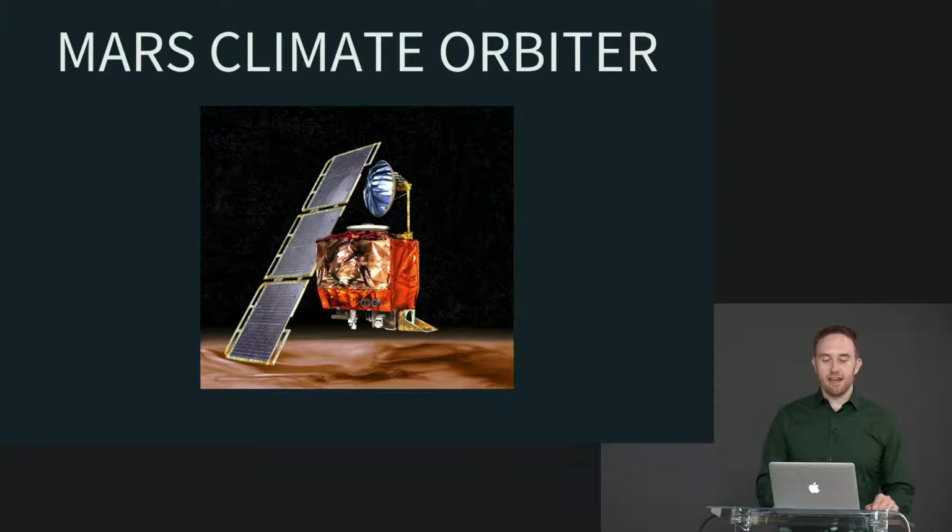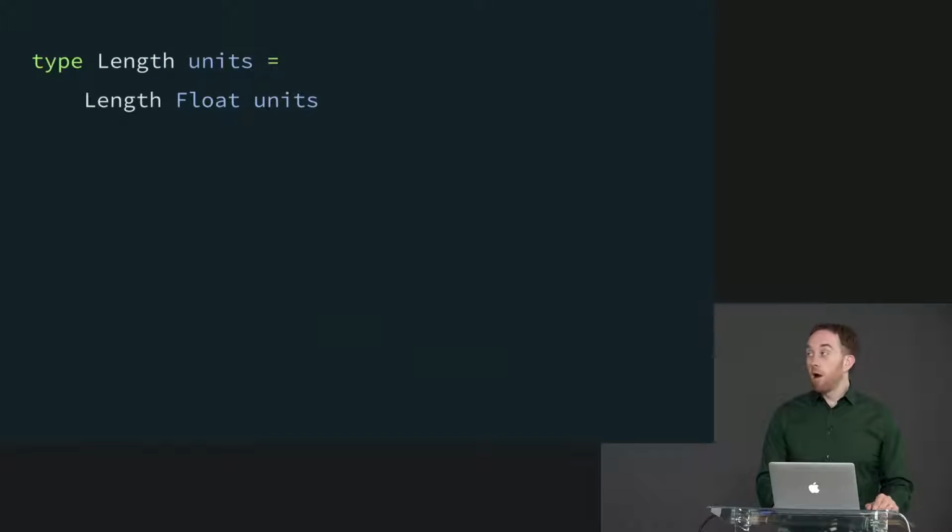So here's a way we can do that using Elm. Let's start by defining a type called length, and length has a type parameter, or a type variable, called units, and all it holds inside is 2 things. One is it holds onto a float, which is going to be the actual measurement itself, and then it's holding onto another value for the units.